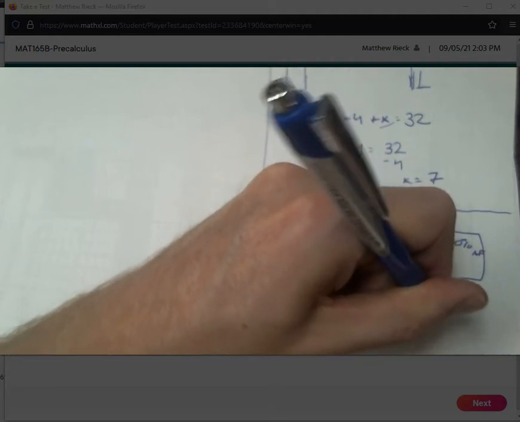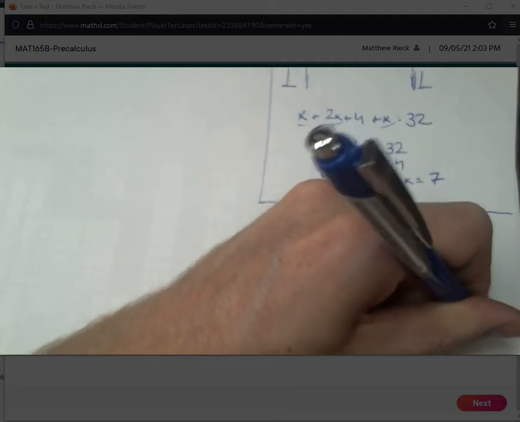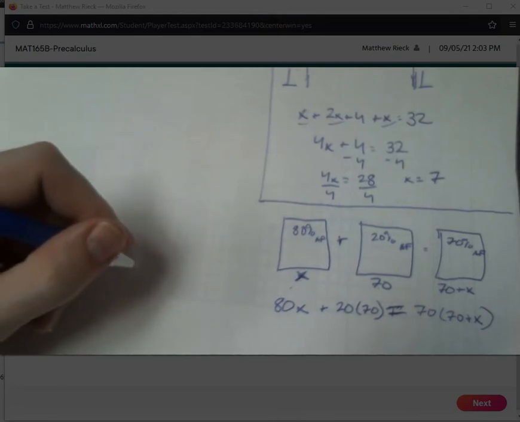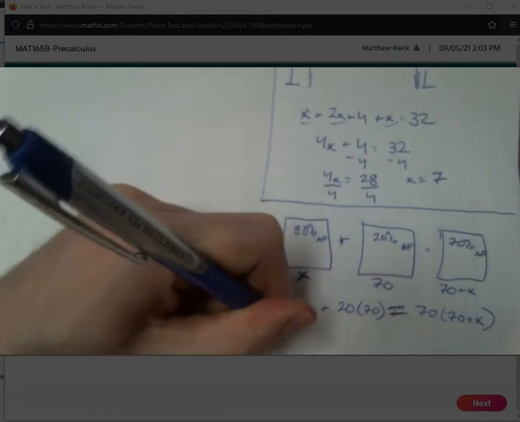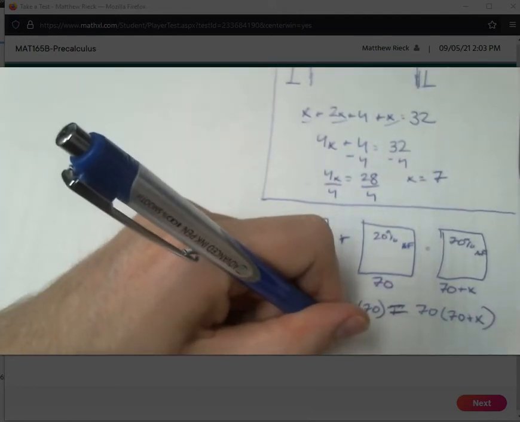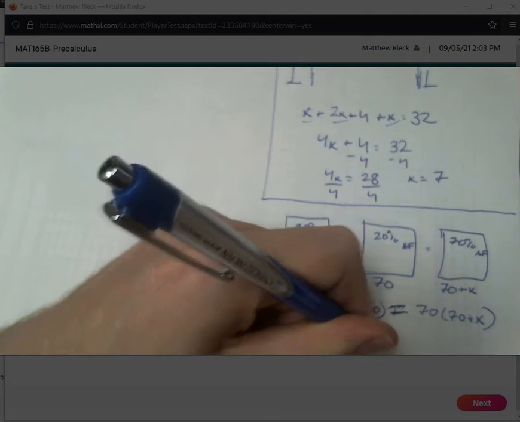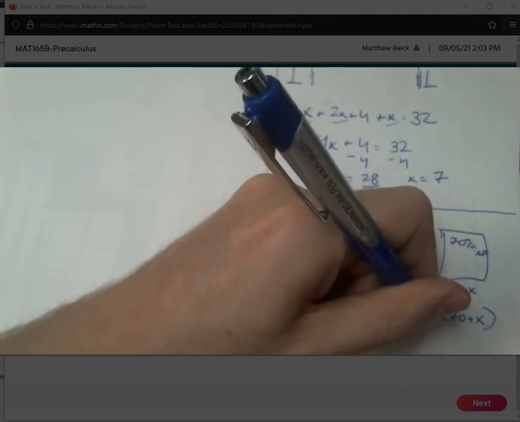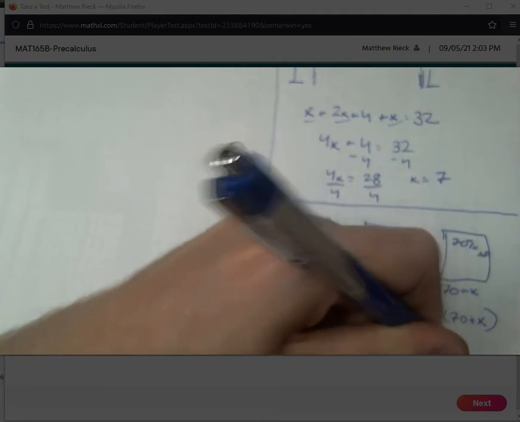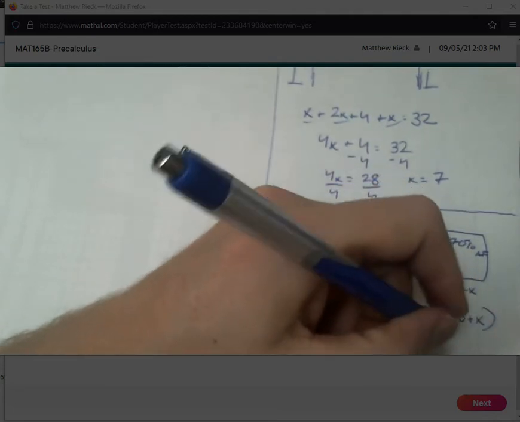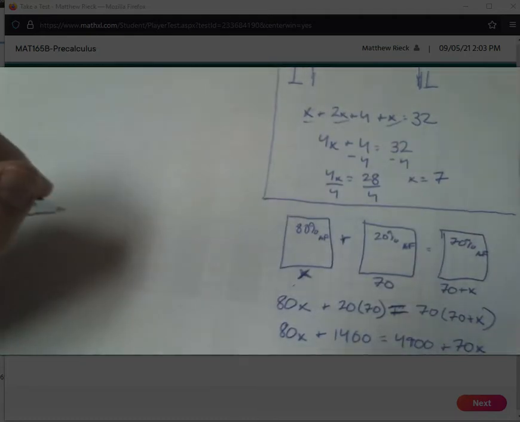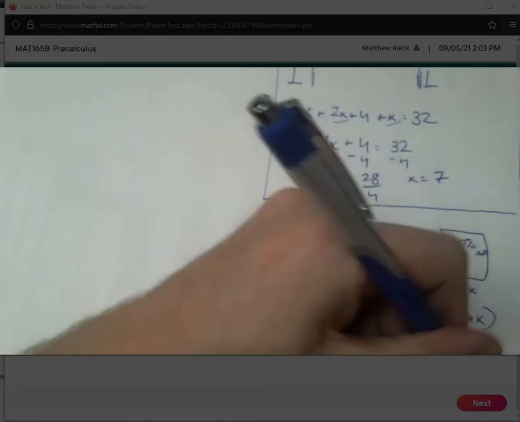All right, so you have 70 times 70 plus x. So you have 80x plus 20 times 70, which is going to be 1400, equals, and if I distribute the 70 through, I end up with 4900, 70 times 70 plus 70x.